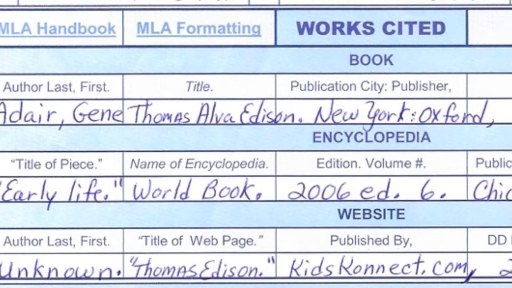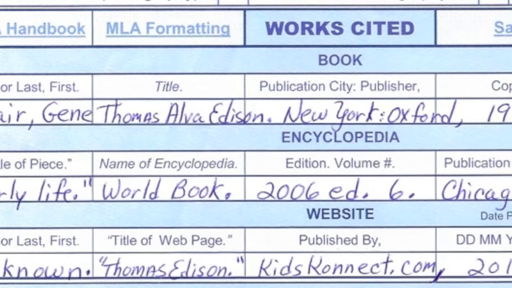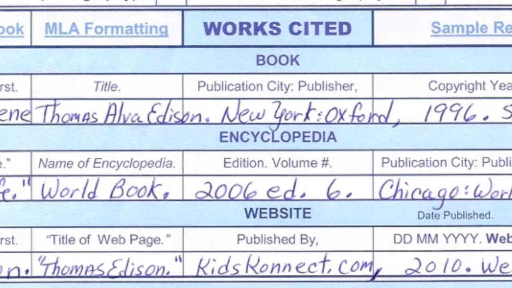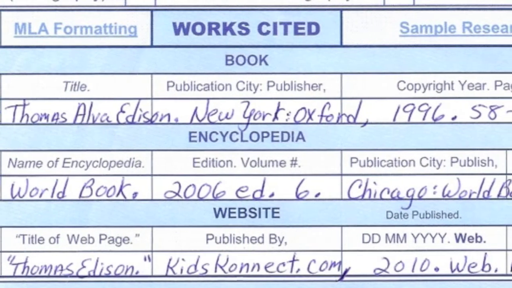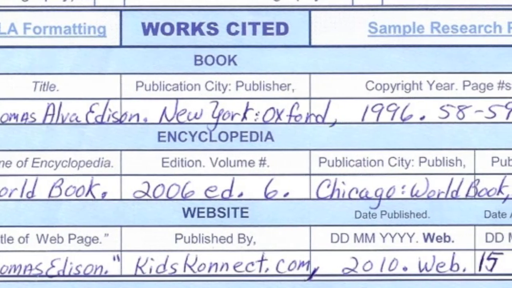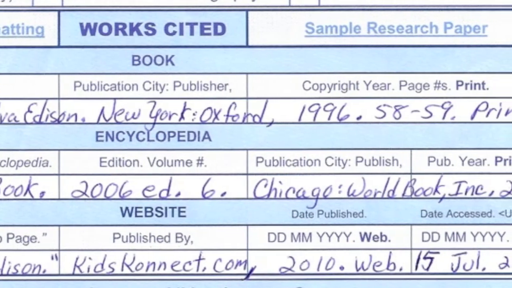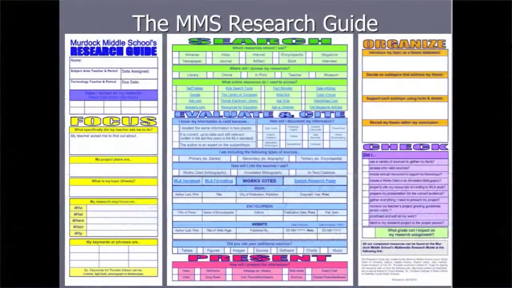So let's take another look at an example of how to gather information from a book, an encyclopedia, and a website. Then you'll transfer these notes to build your works cited, which is actually an MLA-style bibliography. Remember, this handy guide will help you organize your resources.